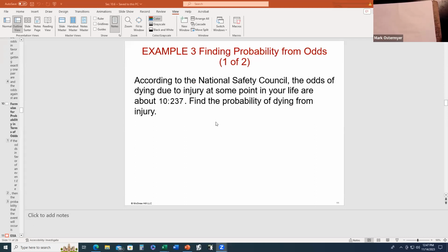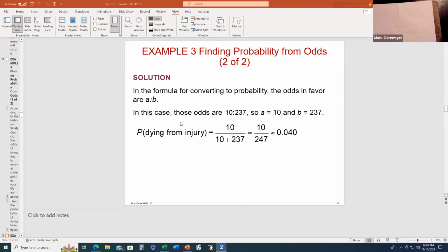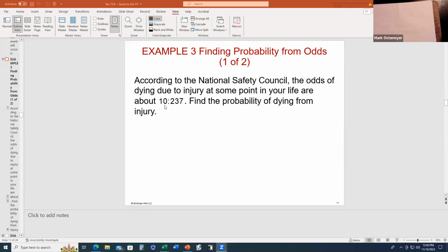So here's an example. According to the National Safety Council, the odds of dying due to injury at some point in your life are about 10 to 237. Find the probability of dying from an injury. So they want us to convert the odds of dying from an injury, which is 10 to 237, to the probability of dying from an injury. Well, we can use our formula. Notice there's 10 favorable outcomes that yield a death from an injury, and there's 237 unfavorable outcomes that yield that you will not die from an injury. So therefore, our A is 10 and our B is 237.